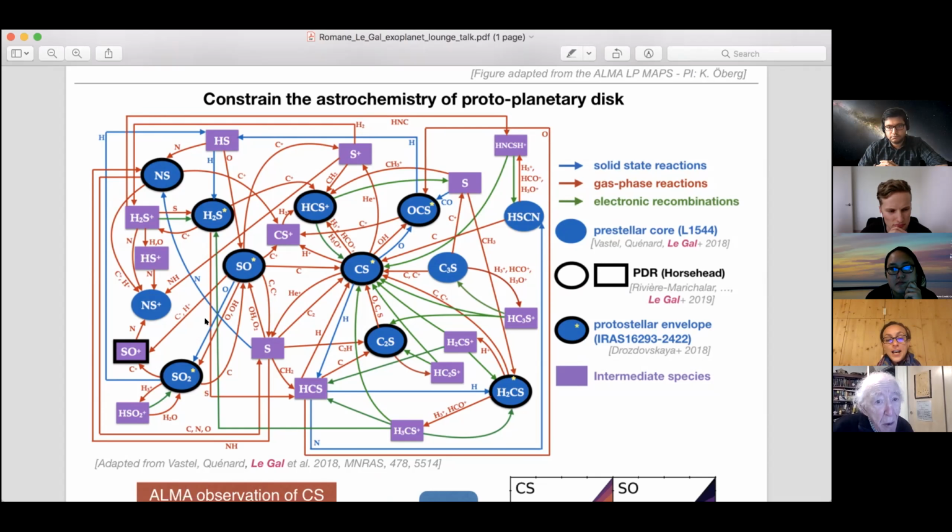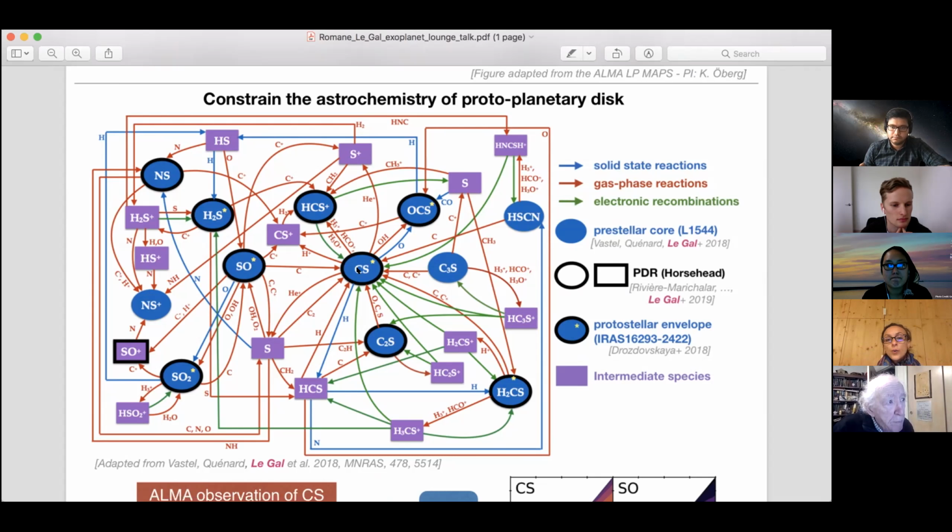So here I have depicted the 12 blue ellipses, which are the sulfur species detected in prestellar cores. The black ones are also detected in photodissociation regions. Photodissociation regions are the regions in the interstellar medium that are the interface between the diffuse and the molecular, dense interstellar medium, where there is a lot of UV photon impact on the chemistry. And the yellow stars depict the sulfur species observed in a protostellar envelope, in which a disk will form later.